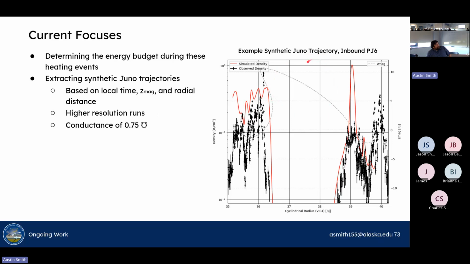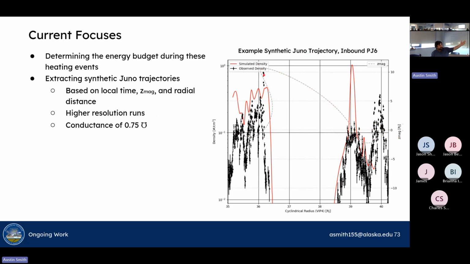And this is an example of a synthetic Juno trajectory. And this dashed line here is the ZMAG. So here's a crossing of the equatorial plane. Here's a crossing. There's another one. In black is the data, and red is the simulated density. And you may look at this and think, oh, that's not too great. There's this massive peak here, but no peak in the data.